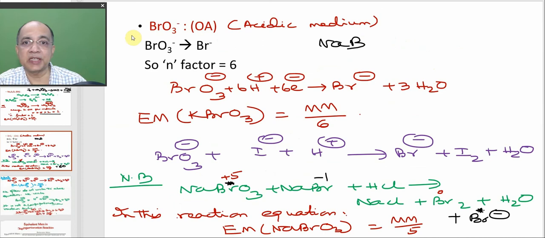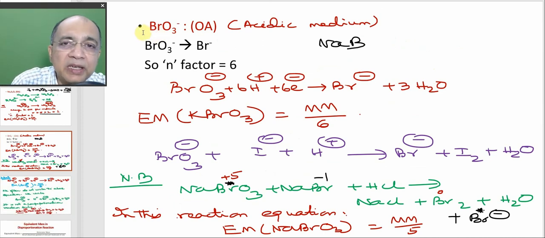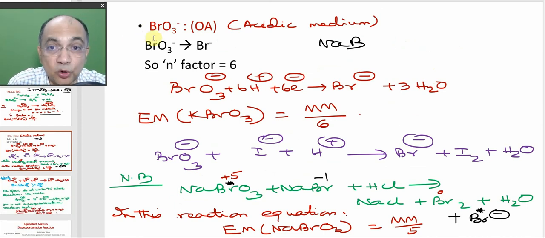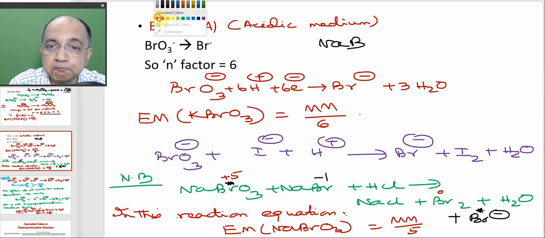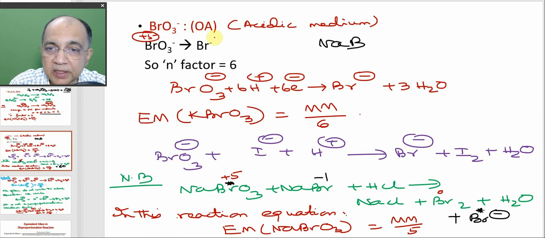Similarly, it's a very interesting case, bromate ion. It's very, very less discussed. Now see, bromate ion is a good oxidant, and it is often reduced to Br minus, from +5 to -1. It is +5 here, and this is -1 here. So the change is 6, +5 to -1. The change is 6, so the N factor is 6 here.